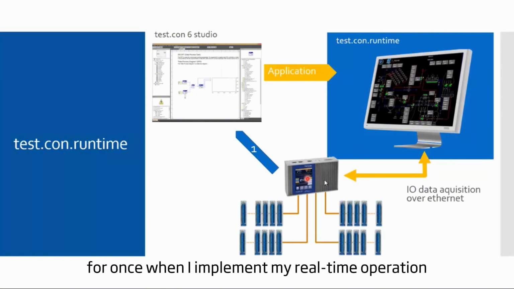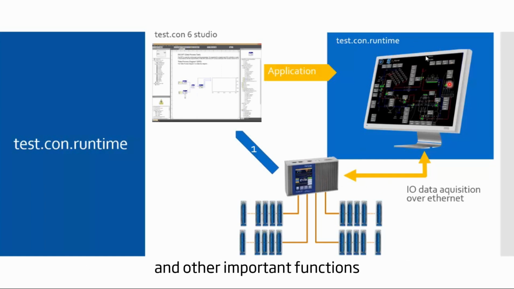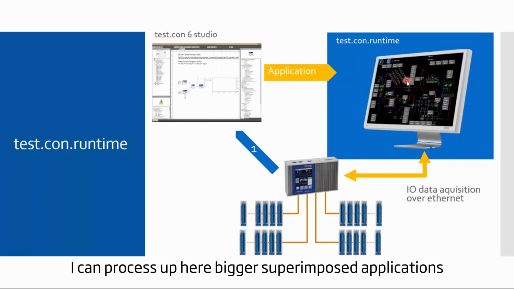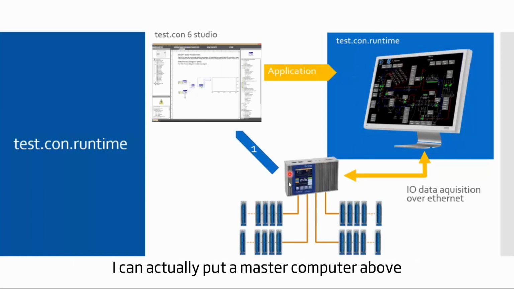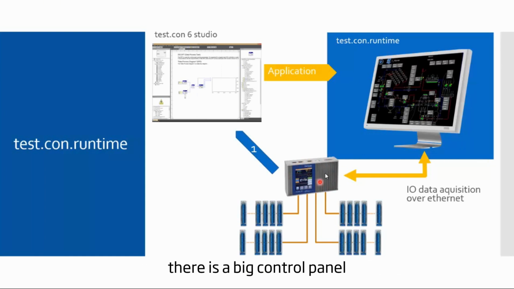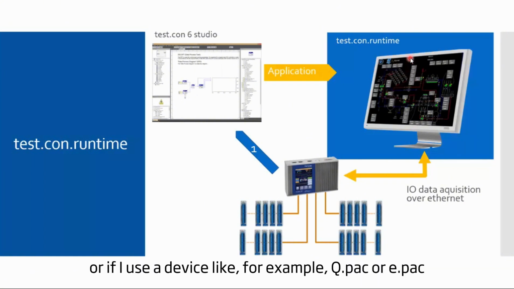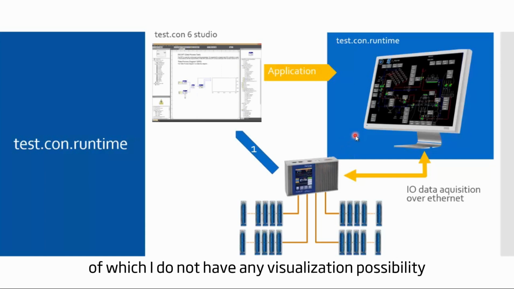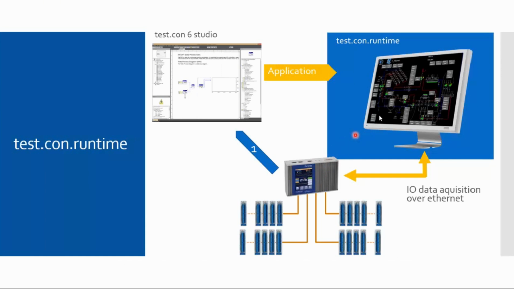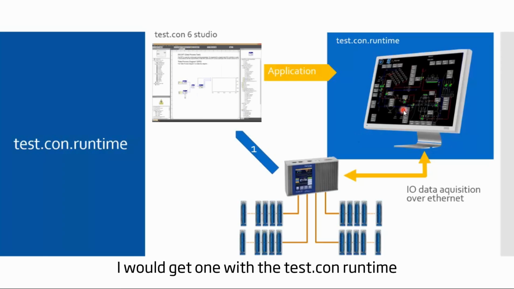When I implement my real-time operation and other important functions, I can process bigger superimposed applications up here. I can actually put a master computer above which controls the system. There is a big control panel, so I can use the system as a visualization extension of the Q.station. Or if I use a device like, for example, Q.pack or e.pack, for which I do not have any visualization possibility, I will get one with the test.con runtime.